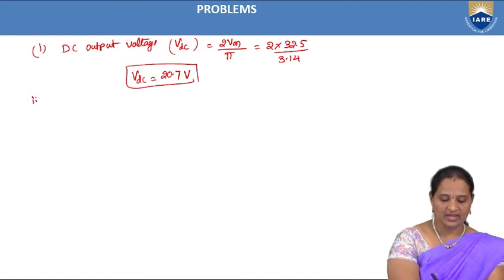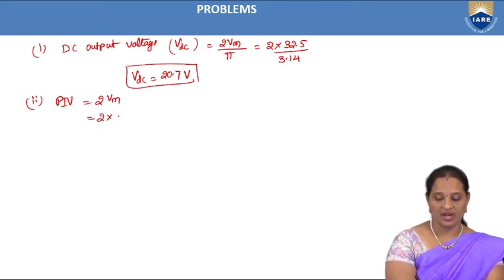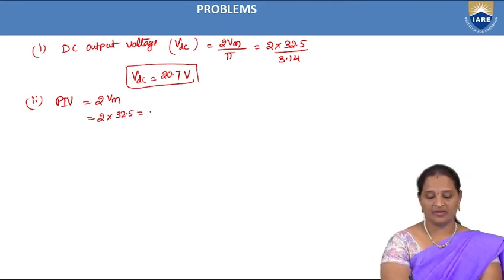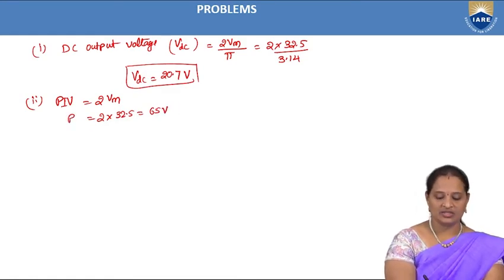Now coming to the second one, the peak inverse voltage of the diode, which is given by 2 into Vm. We already know the Vm value is 32.5. So the peak inverse voltage of the diode in the full wave rectifier will be 65 volts. Okay, so this is PIV.